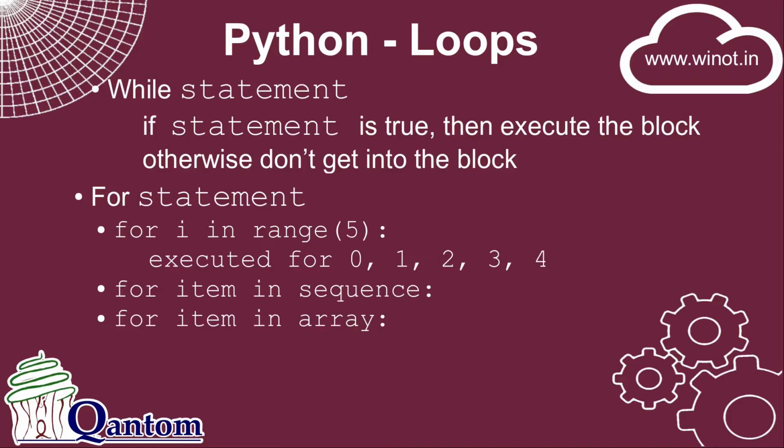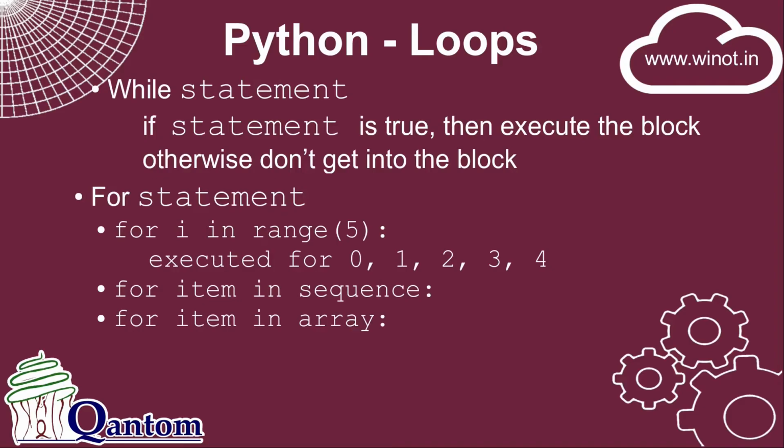Apart from the while statement, Python supports another looping construct. This is the for statement. The for statement has the syntax for iteration in range. A range could be a range of numbers, or a sequence of items, for example, a string. A string is a sequence of characters. Or an array, that is a list or a tuple. When a for loop is executed, the block beneath the for loop is executed for each item of the sequence.